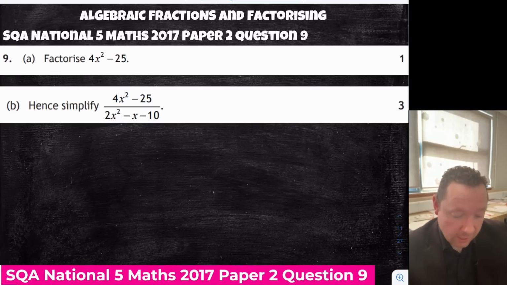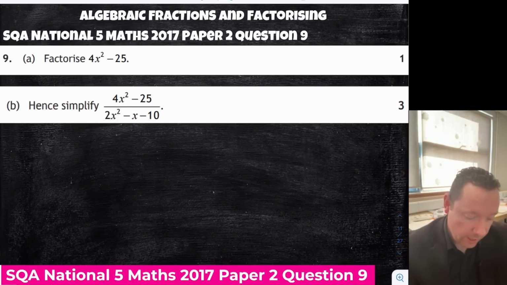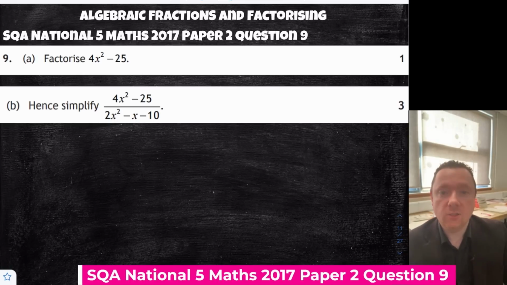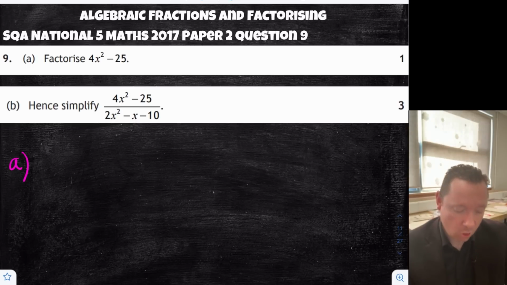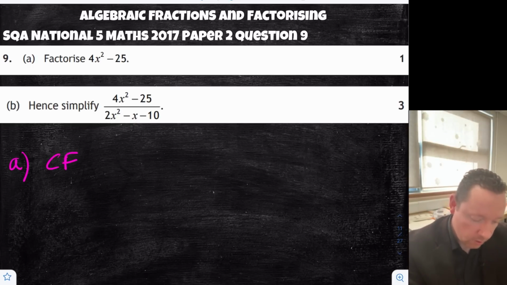Fractions and factorising. So routine factorising, SQA National 5 Maths 2017, Paper 2, Question 9. Part A, factorise 4x squared minus 25. So when I'm going to factorise something, I see if there's a common factor. Common factor for 25, there's no common factor, so it's definitely double brackets. So I can do my double brackets straight away.